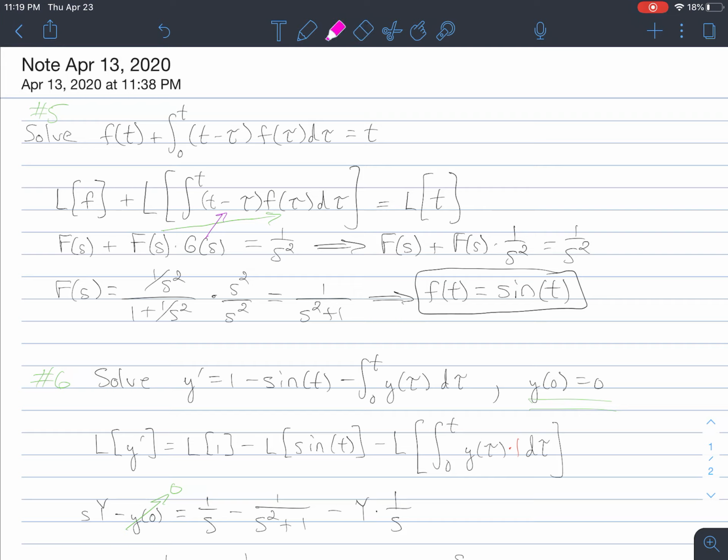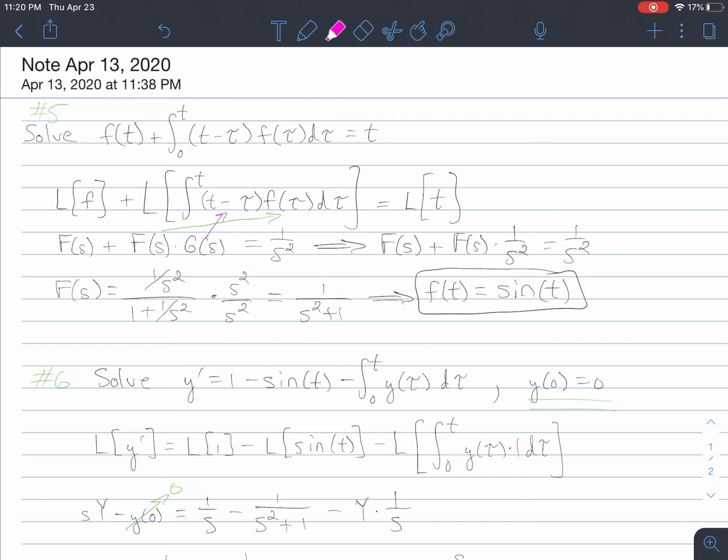We need to solve the equation f of t plus the integral from 0 to t of (t minus tau) f of tau d tau equals t. And so essentially this is asking what is the little f function that is going to make the left side equal t. That's our goal, to figure out what that function is.